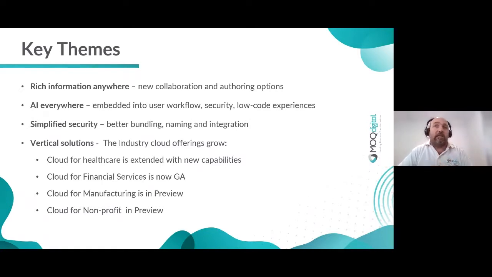So what we've seen is that the Cloud for model has been adopted and increased. For example, we've seen the Cloud for Healthcare, which is one of the first ones, in GA already. They've added more capabilities and continued the development. The Cloud for Financial Services is now GA, which means we can look to use it in production environments. They've spoken about Cloud for Manufacturing, which is in preview, as well as Cloud for Nonprofit in preview.